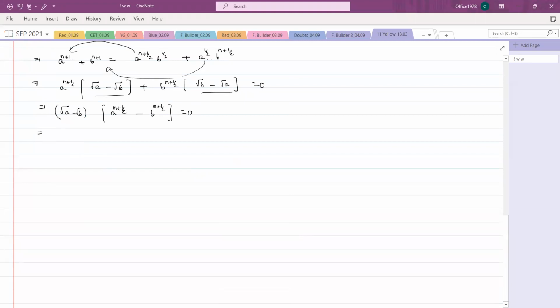Implies what? Either root a equal to root b, means a equal to b, or a raised to n plus half is equal to b raised to n plus half. Implies a by b to the power n plus half became 1. 1 means a by b raised to 0. So that implies n plus half is equal to 0. n is equal to minus 1 by 2.